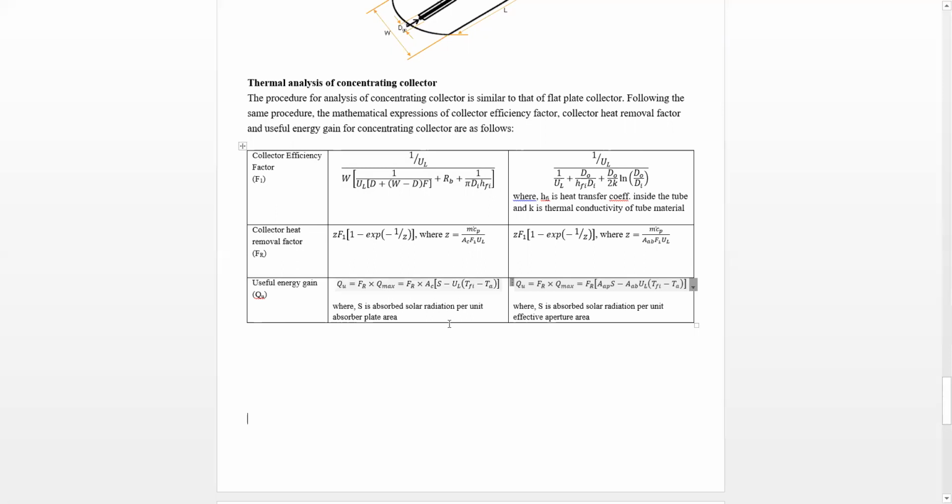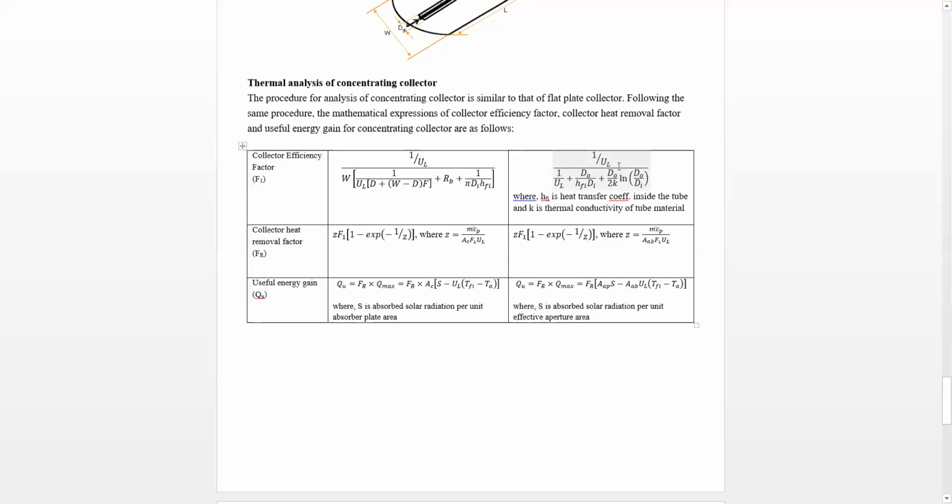So in the first column, I have compiled the results for the flat plate collector, and in the second column, I have compiled the results that we can obtain by doing the thermal analysis of the concentrating collector. So F1, that is the collector efficiency factor, I have already explained in the earlier video for the flat plate collector. Now in case of the concentrating collector, the expression for F1 is like this: 1 by U_L.